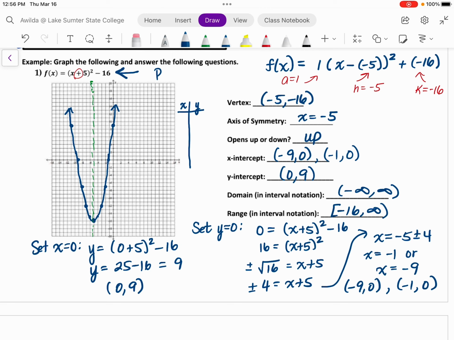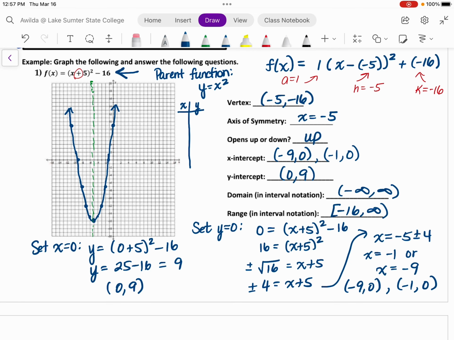So if you think of the parent function as being the square function, y equals x squared, it's as if we had translated it 5 units to the left and 16 units down. And that is indeed the case. So there's alternate ways to obtain this graph, either by thinking about transformations on the parent function or by looking at the anatomy of the quadratic graph by finding the vertex, the axis of symmetry, and then the x and the y intercepts.